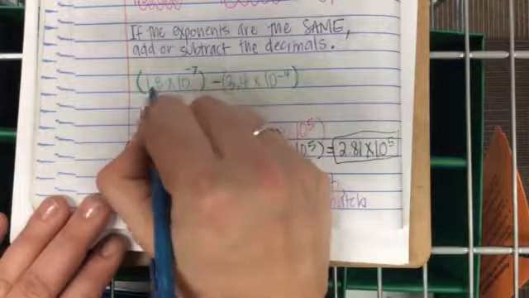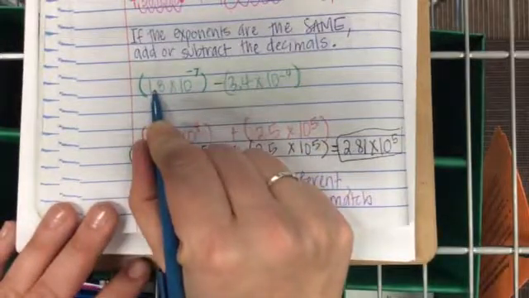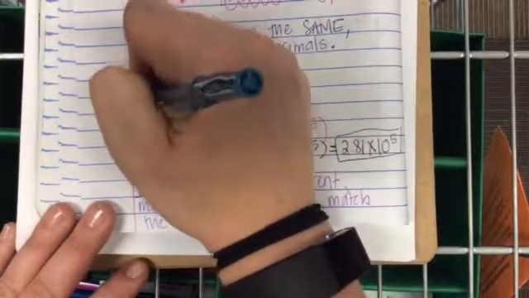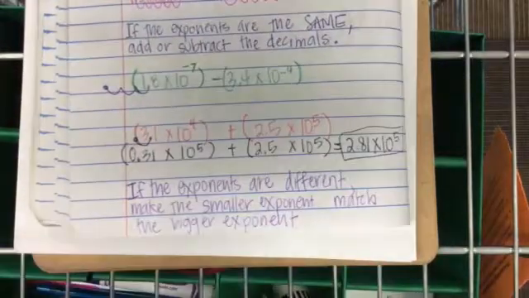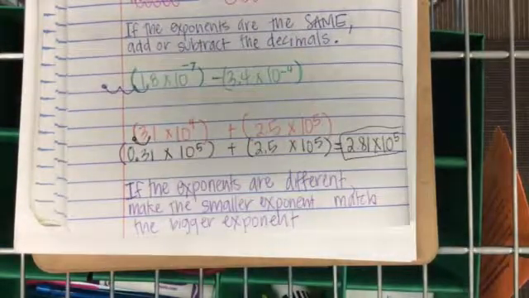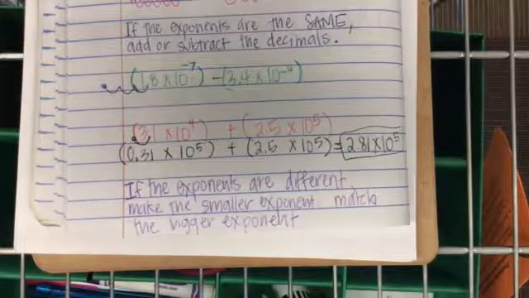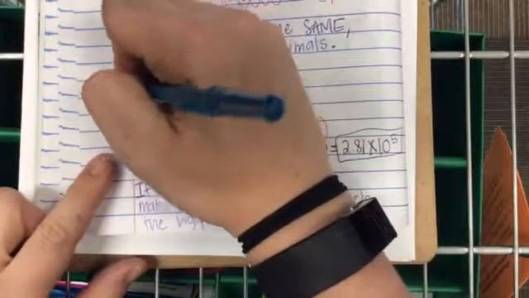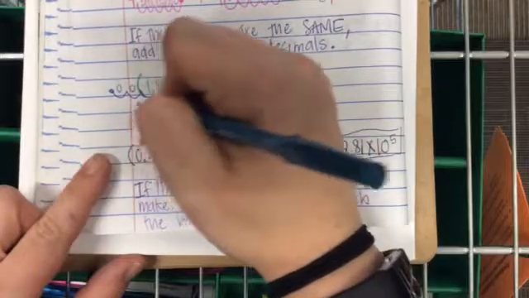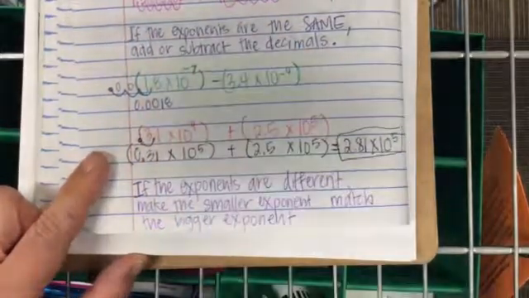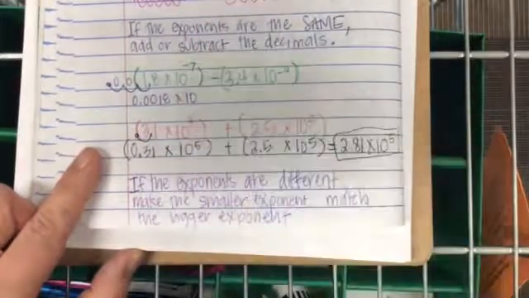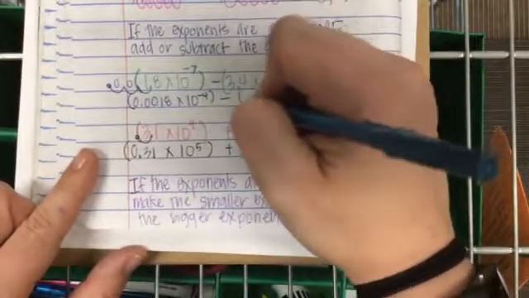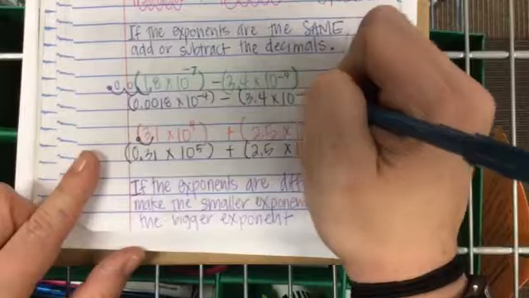All right, to make negative 7 become negative 4, what do I have to add to it? 3, so I have to move it 3 times. Are you ready? 1, 2, 3. So what's my new problem? 0.0018 times 10 to the negative 4th minus 3.4 times 10 to the negative 4th.